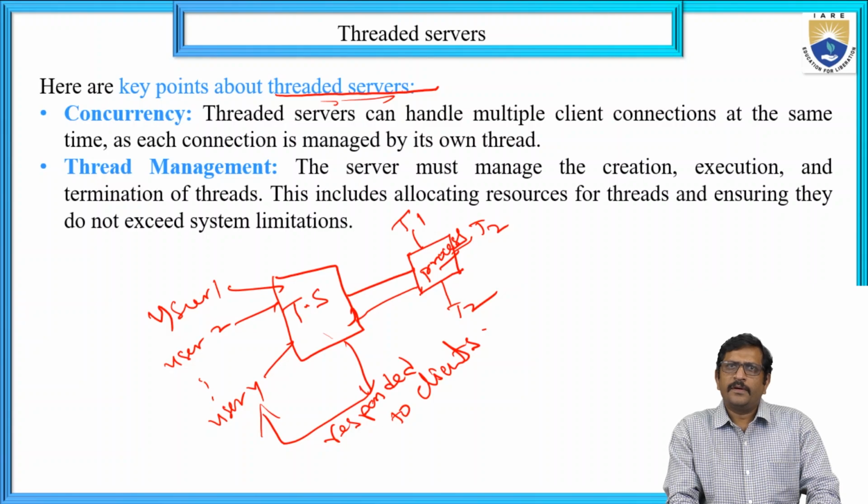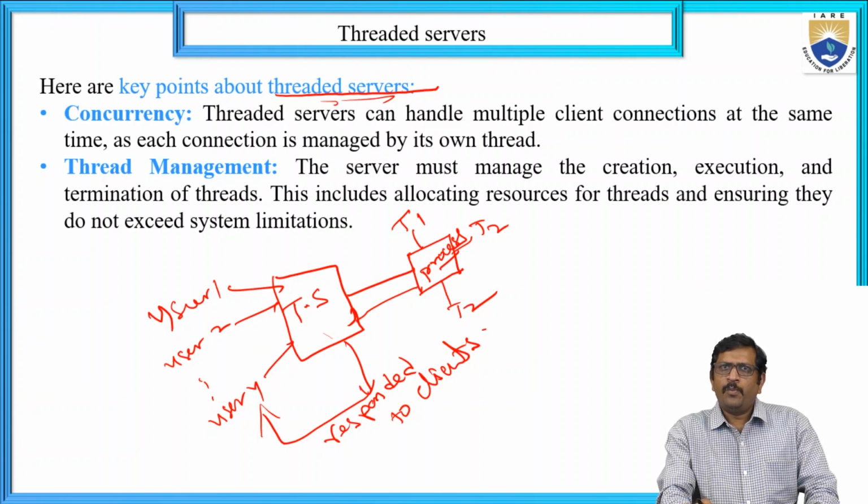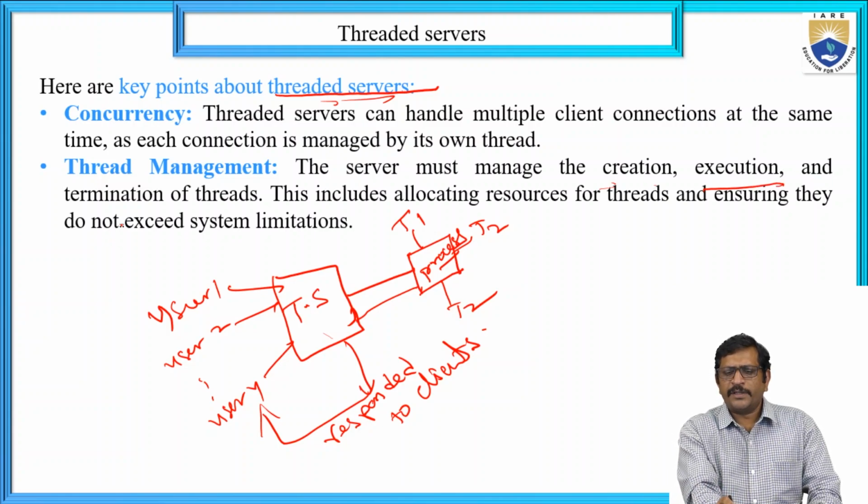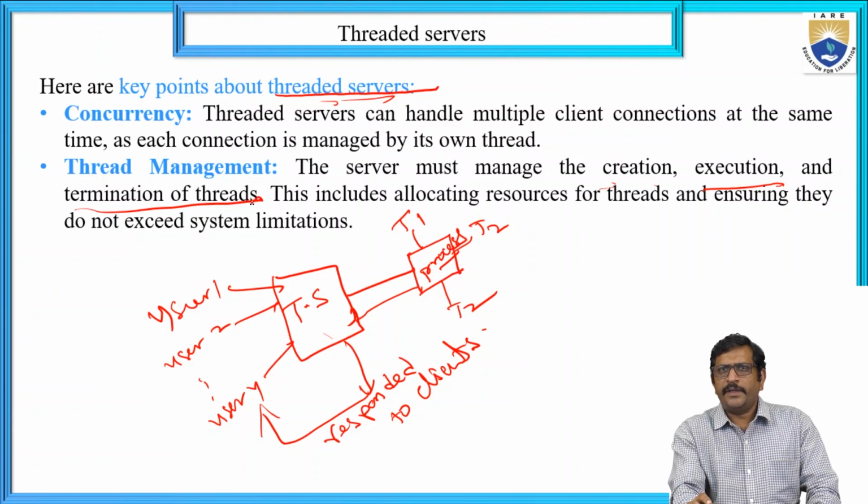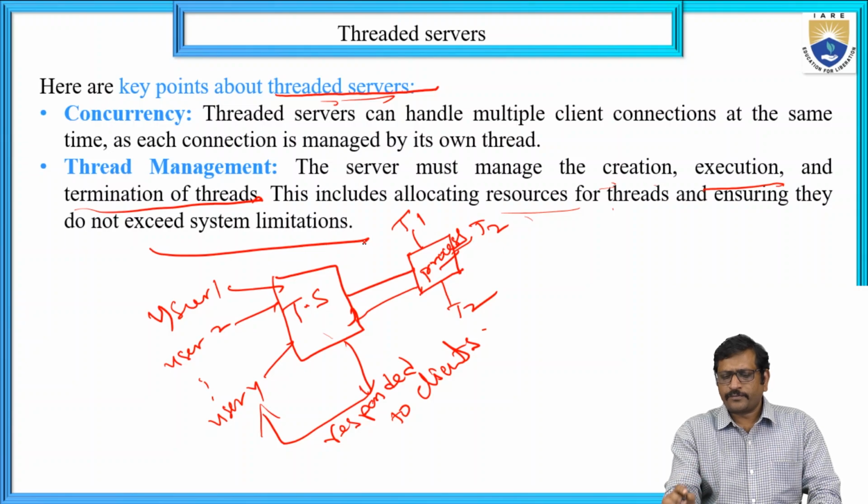The next key point is thread management. Thread management means the server must manage the creation of threads, execution of threads, and termination of threads. This includes allocating the resources for a thread, that is a single thread or multi-thread, and ensuring they don't exceed system limitations.